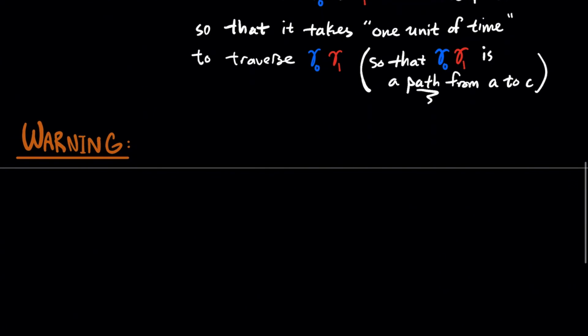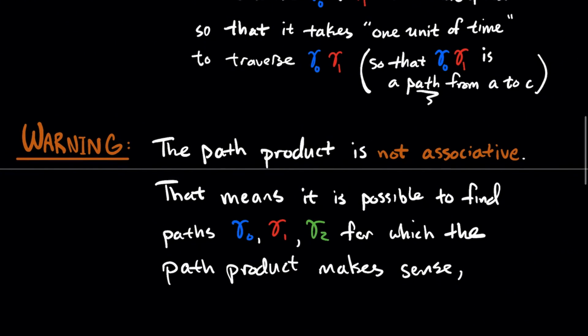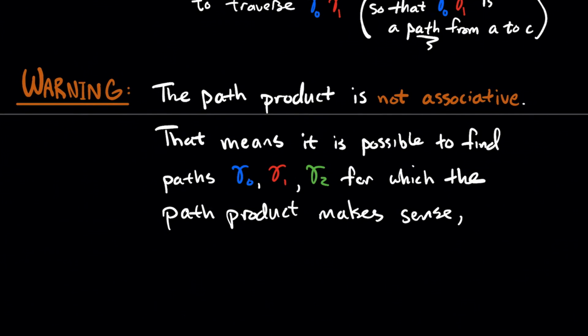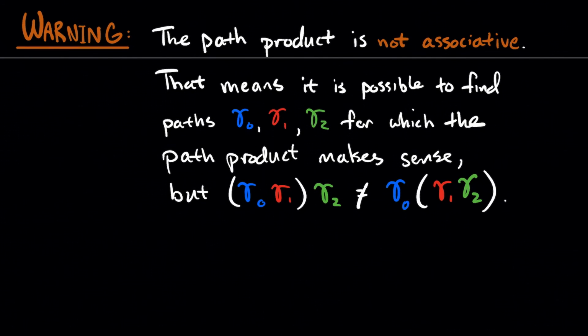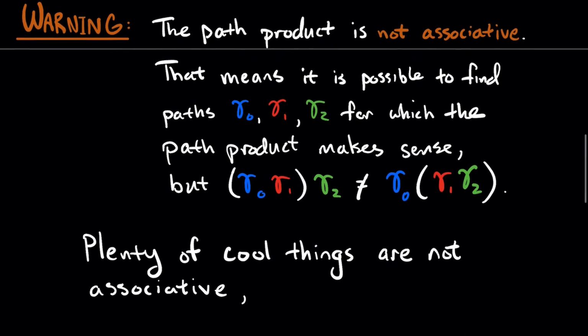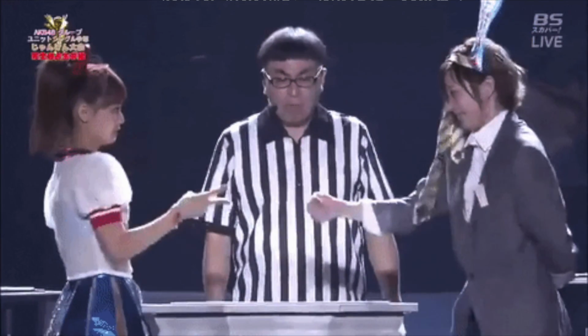Now, warning, the path product is not associative, and that's really what the remainder of this video is about. So what does that mean? That means that it's possible to find paths, gamma naught, gamma 1, and gamma 2, for which the path product makes sense, but it matters what order you put the parentheses in. It matters where you plop the parentheses. Now, plenty of cool things are not associative. For example, rock, paper, scissors.